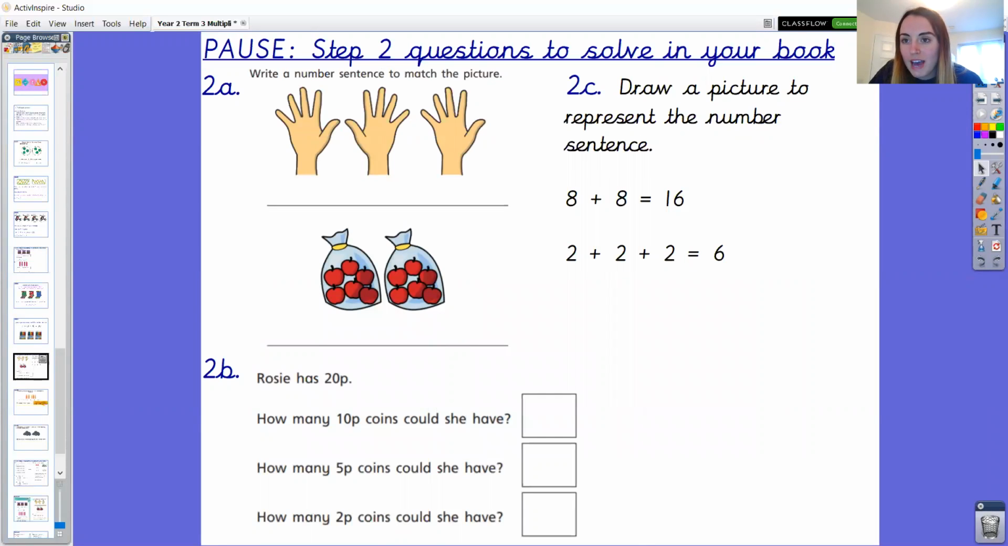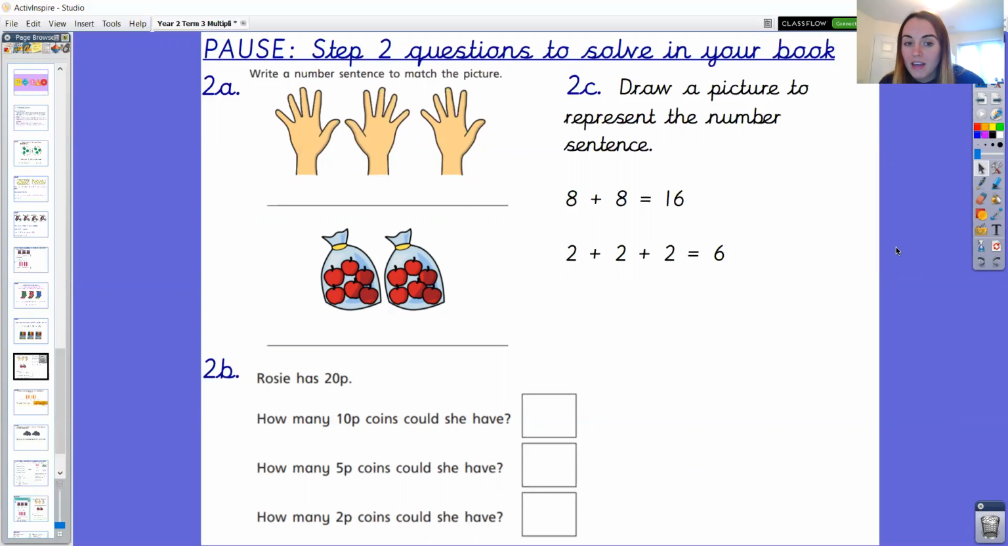Okay, on your screen now, you should be able to see the step 2 questions. For step 2 on 2A, it says write a number sentence to match the picture. There are 2 parts to this question. So please write a number sentence to match the picture of the hands and a number sentence to match the picture of the apples. Please use repeated addition for each number sentence.